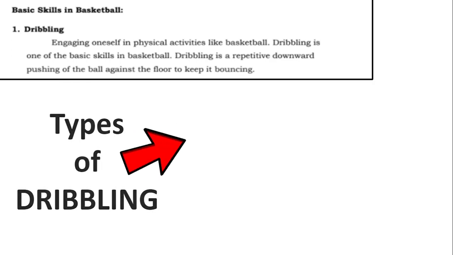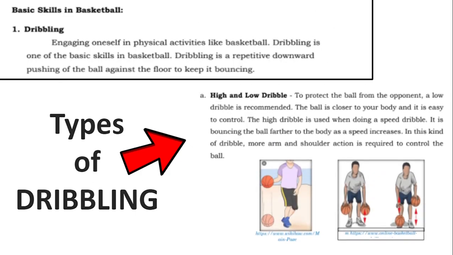So we have here the types of dribbling. One, we have here the high and low dribble. So when we say the high and low dribble, we start with the low dribble. Low dribble, it is the ball is closer to your body and it is easy to control, and the low dribble, it is more on knee level. So as you can see here, the ball is executed in a low dribble motion. So as you can see, the ball is in knee level and it is mostly close to your body or to the player's body.